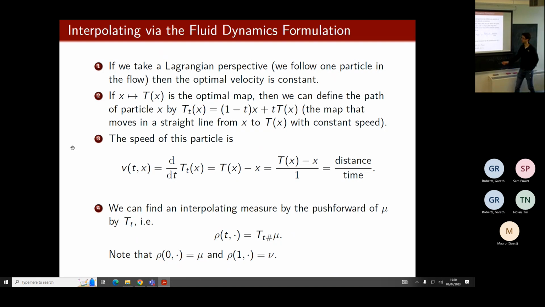So if we let rho_t just be mu pushed forward by T evaluated at time t, then this gives us a way of interpolating between two measures, and this will turn out to be like the geodesic in a formal sense. Okay, so the first thing we can notice is that rho 0 is mu and rho 1 is equal to nu.